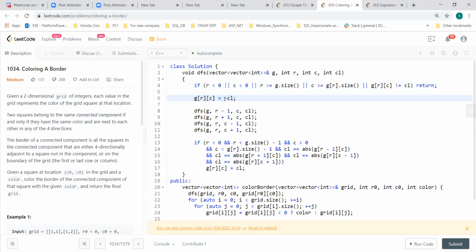I'm just negating that color, making it minus whatever color I currently have. So if it is my one, I'll make it minus. I'll do it for all the nodes of the connected component. I'm not actually segregating on its border. Then I do it for all the DFS.